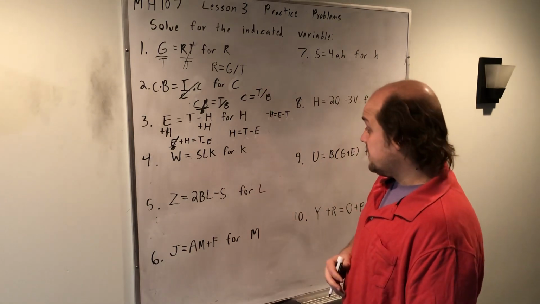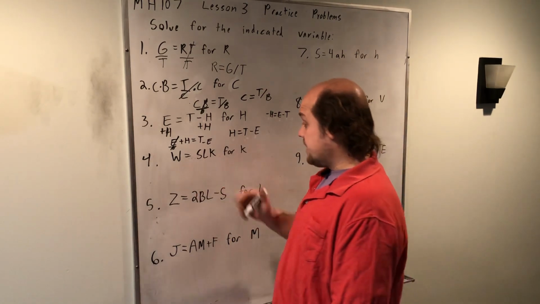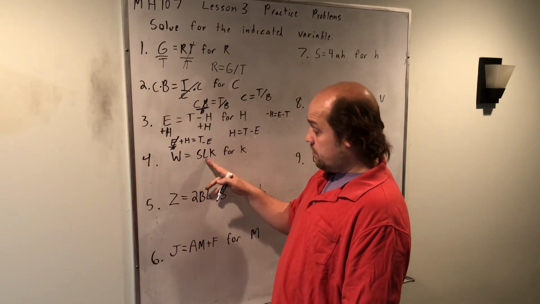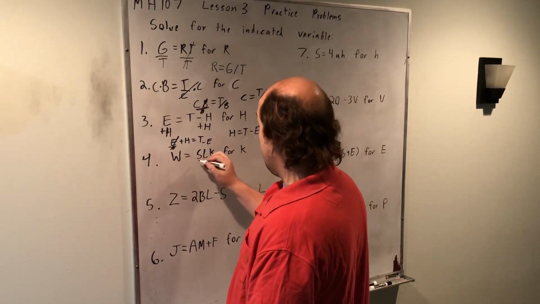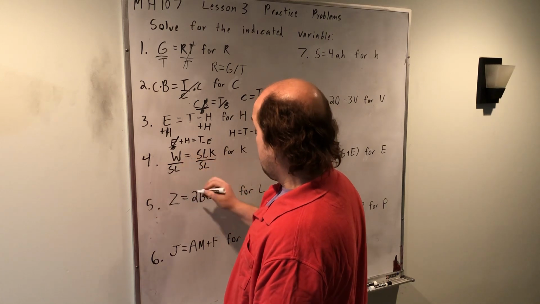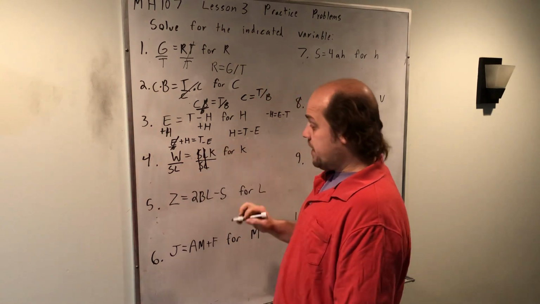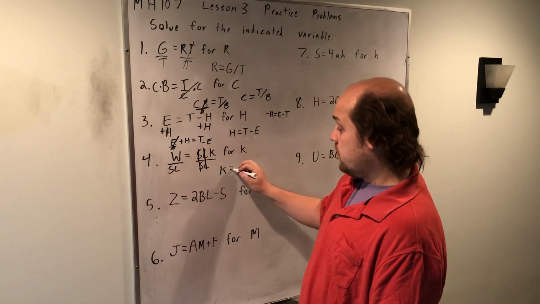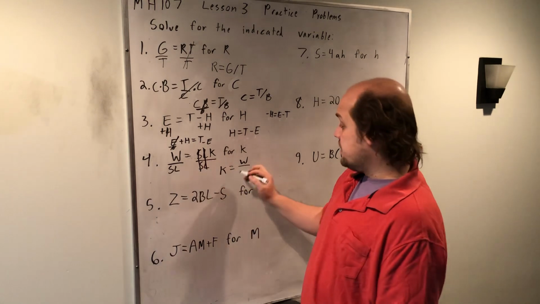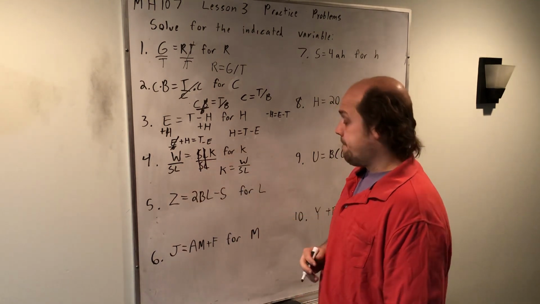Problem 4 asks me to solve for k in w equals slk. Currently k is being multiplied by s and being multiplied by l. To undo multiplication, I'm going to do division. This s and this l will go away and just leave me with k by itself. It equals the w that was on top divided by the sl that we divided each side by.